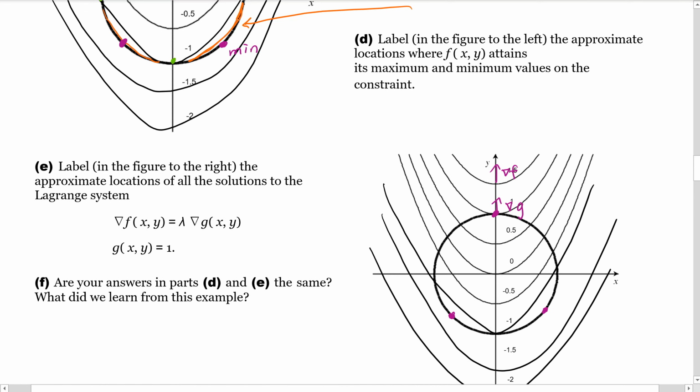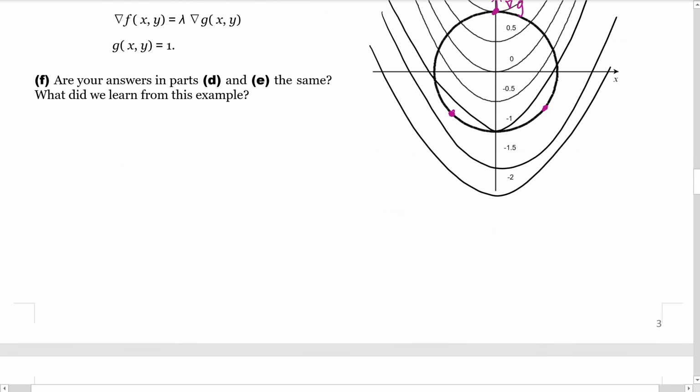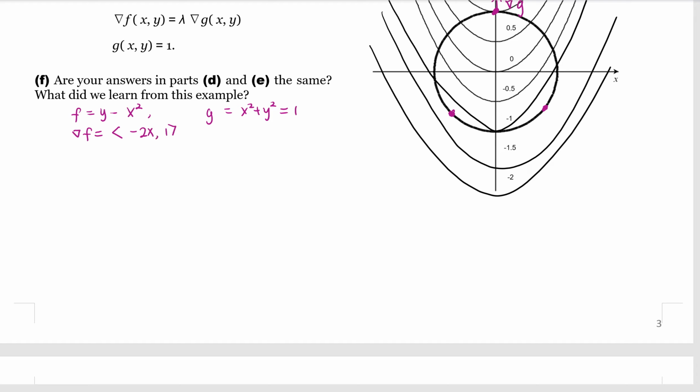So let's solve the system. f is y minus x squared. g equals x squared plus y squared equals 1 is the constraint. The gradient of f: the derivative with respect to x is minus 2x, and the derivative with respect to y is 1. The gradient of g: the derivative with respect to x is 2x, and with respect to y is 2y.